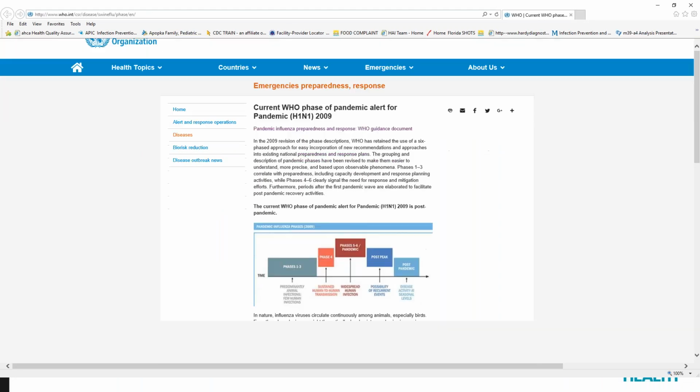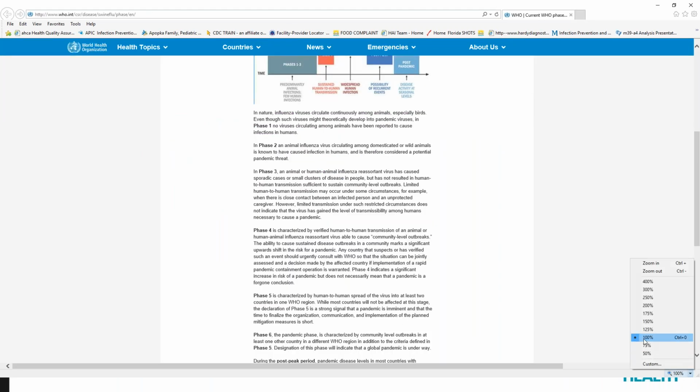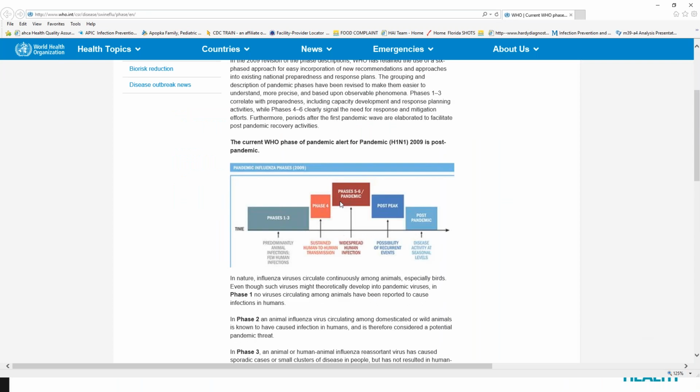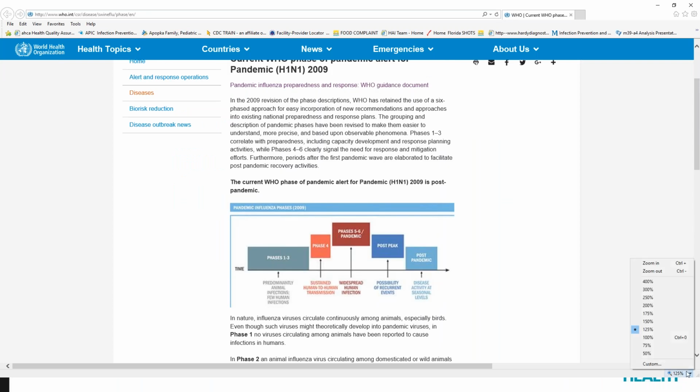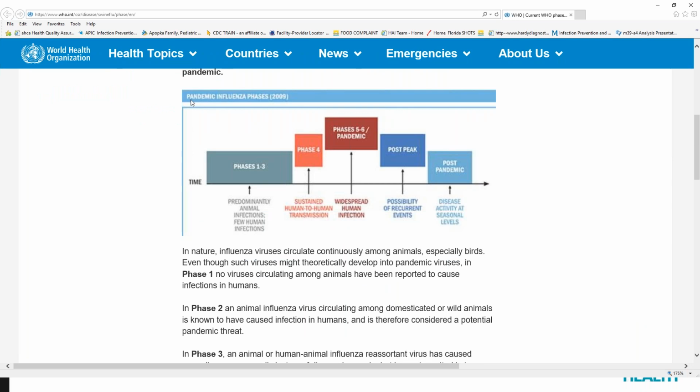Okay, so if we look at WHO, and we try to get a little bit close here. You see here that this is an example of pandemic influenza phases. You have phases 1 through 3, which are predominantly animal infections, with few human infections. You have phase 4, which is sustained human-to-human transmission. Phases 5 and 6 are the full-on pandemic, which is widespread human infection.